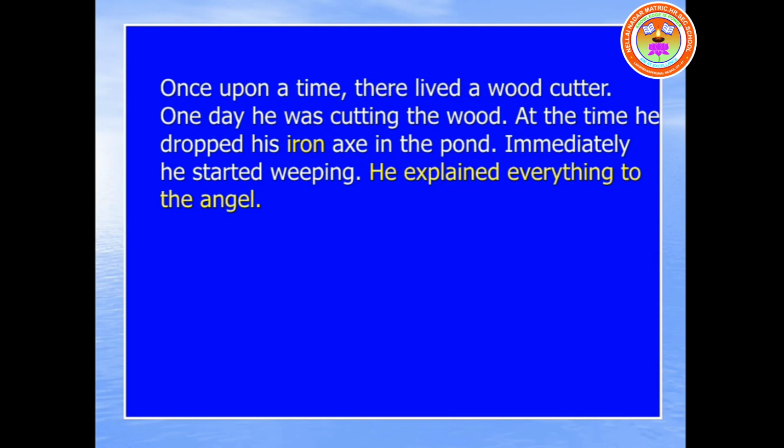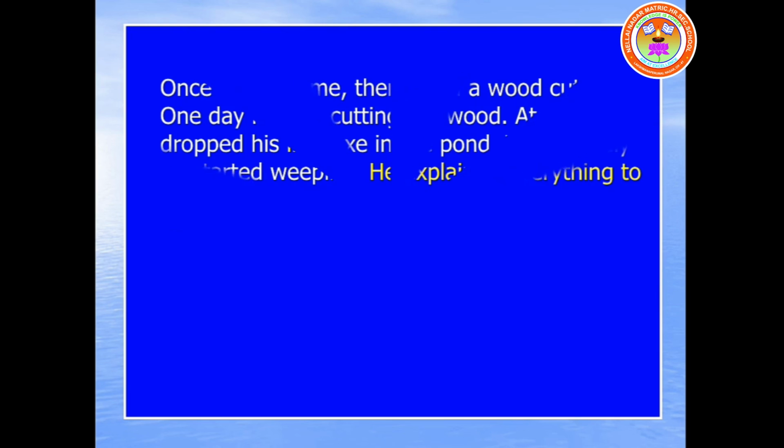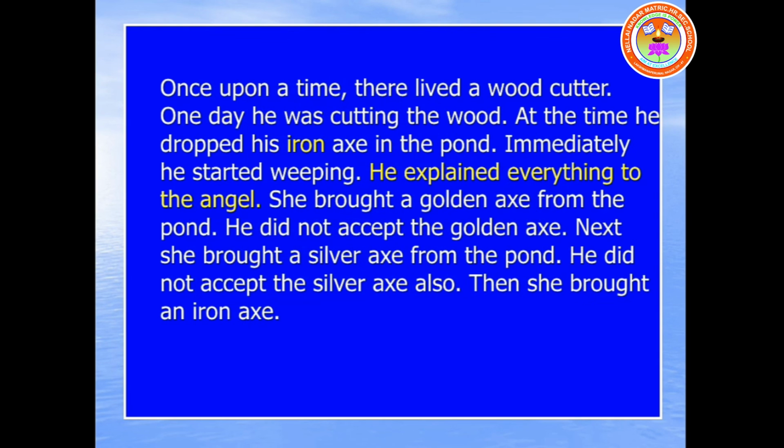An angel appeared before him. She asked the woodcutter what the matter was. The next point is, she brought a golden axe from the pond. I feel there is a disconnection between the two sentences. So, we can connect by including the sentence, he explained everything to the angel. She brought a golden axe from the pond. He did not accept the golden axe.